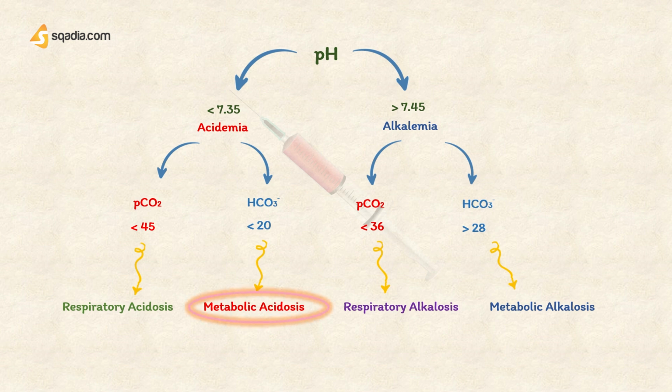Metabolic acidosis is further divided into 2 more groups that are anion gap metabolic acidosis and non-anion gap metabolic acidosis. But this will be covered in a separate video, as well as the causes of each of the disorders. So keep a lookout for those.